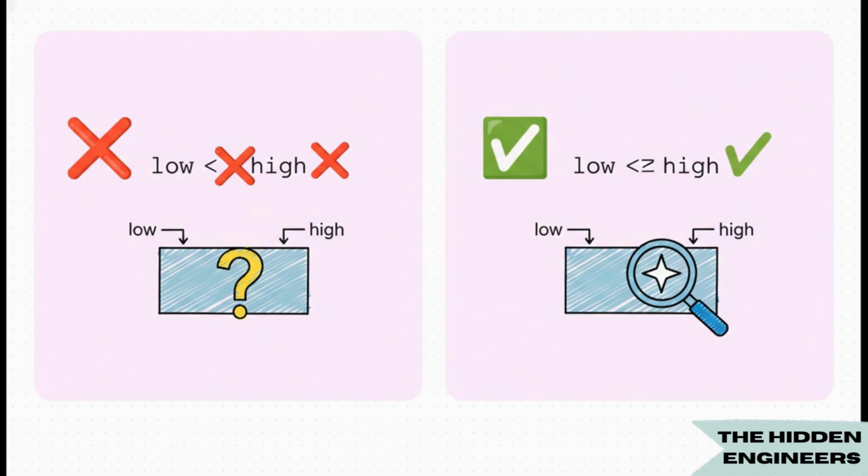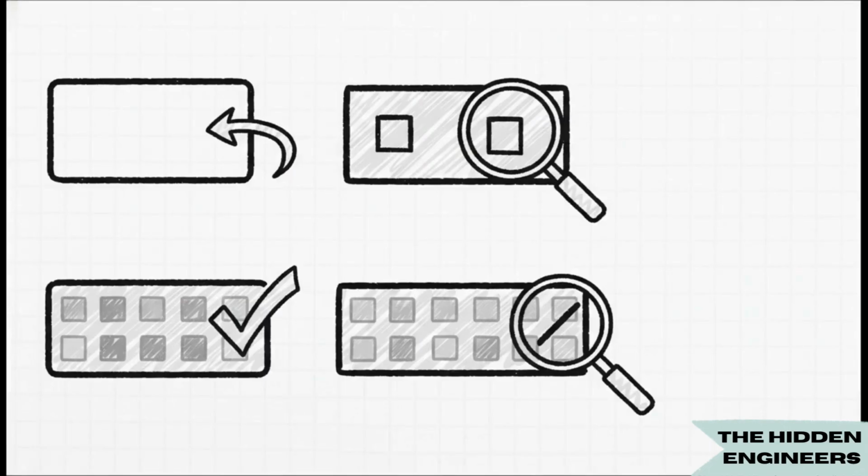And finally, we have the loop condition itself. Using while low less than high feels pretty intuitive, but it has a fatal flaw. It fails when the search space gets down to just a single element, where low actually equals high. That last element never even gets checked. By using low less than or equal to high, you make sure the loop runs that one last crucial time to check that final candidate.